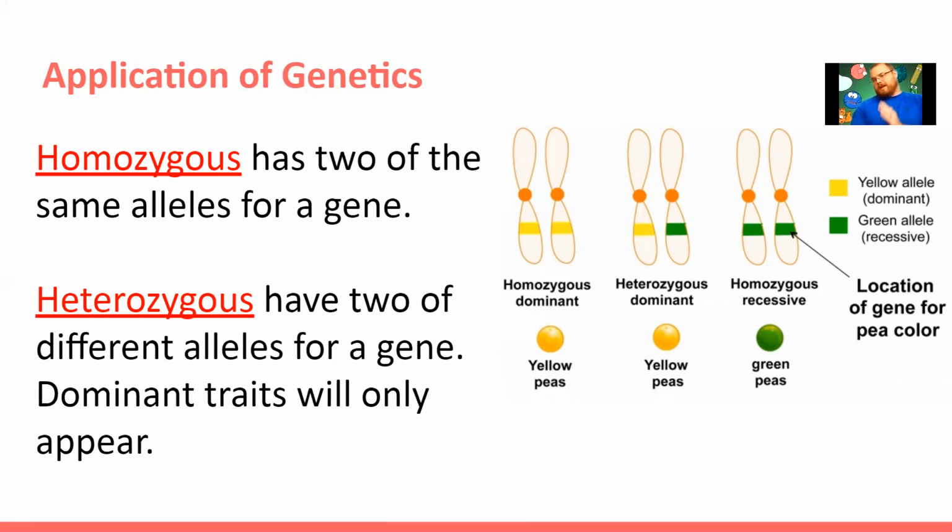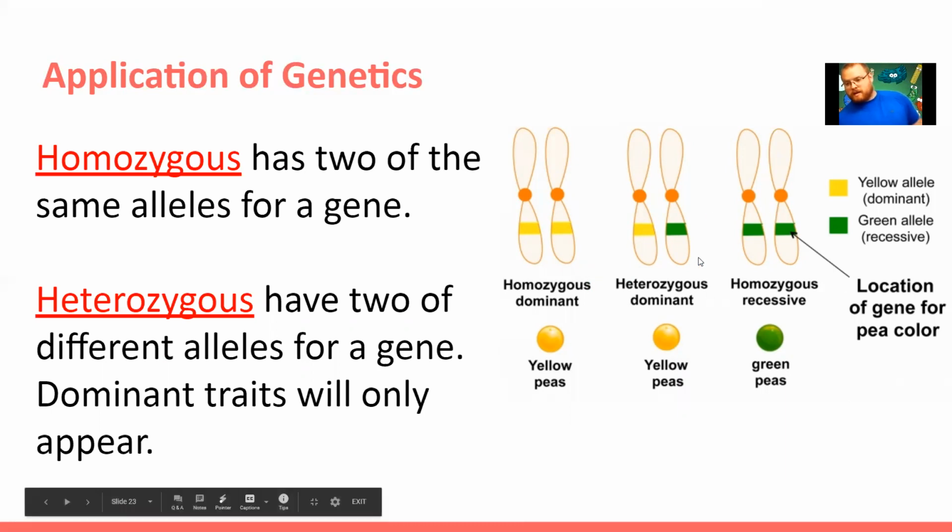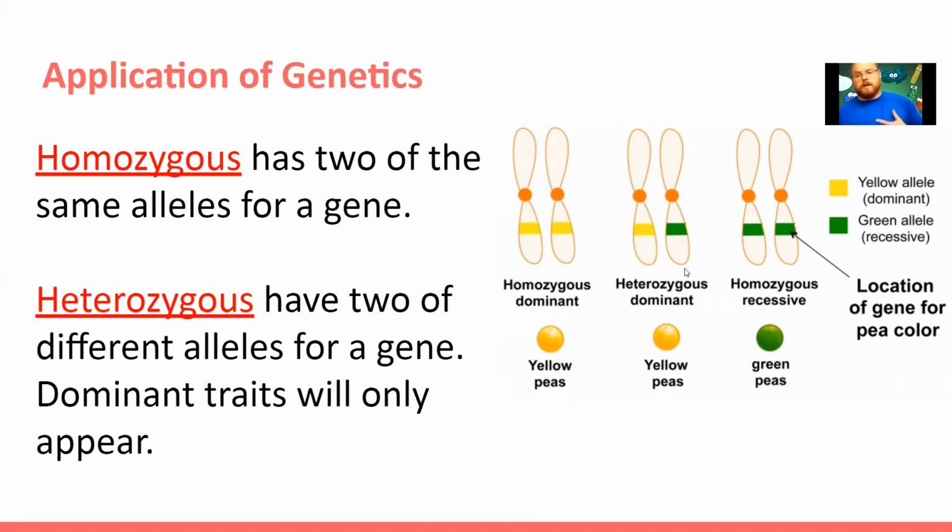If something is heterozygous, that means they have two opposites or two different traits. If you are heterozygous dominant, then no matter what, the dominant trait is going to show up. However, if you are homozygous recessive, then the recessive trait shows up. So the only way for that recessive trait to purely show up is homozygous recessive.